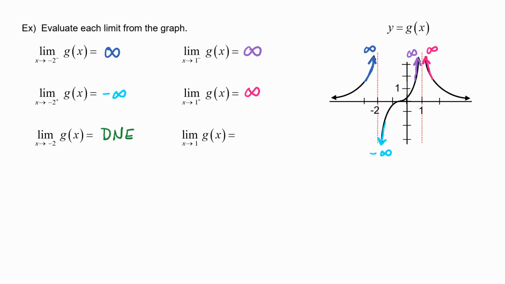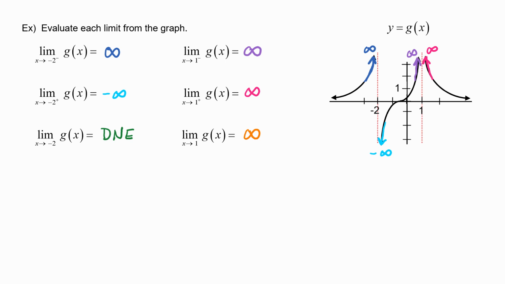And in this case, because the limit as x approaches 1 from the left and as x approaches 1 from the right are both going to infinity, we can say that the two-sided limit as x approaches 1 of g of x is also infinity. But remember, that still means it does not exist. All of these limits do not exist because they're infinite. It's just that we know how they don't exist.